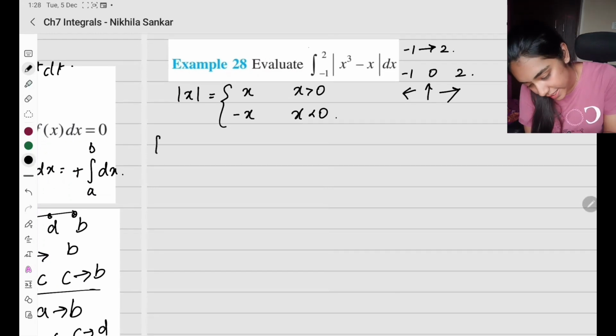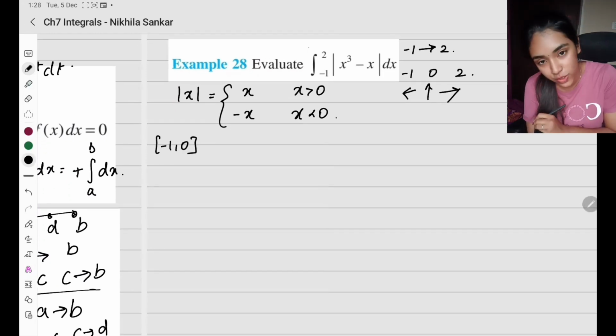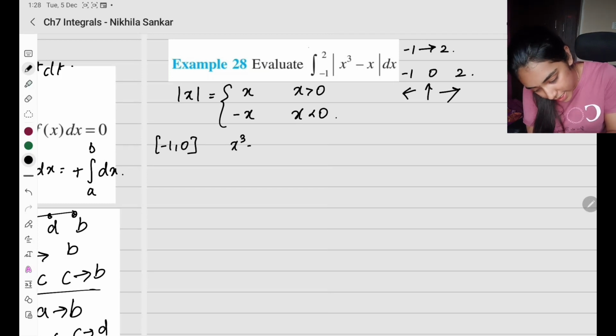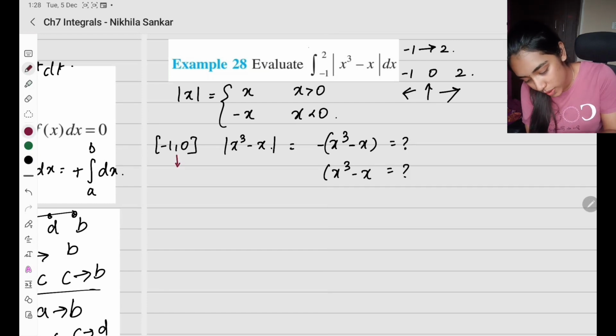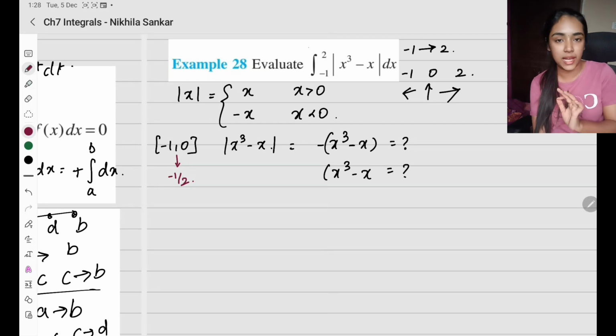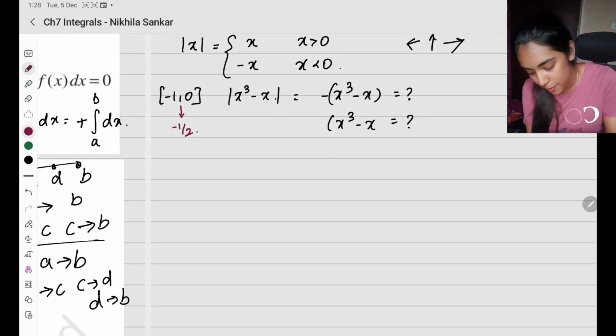Okay. So first I have minus 1 to 0. So what happens to the function? I have x cube minus x inside a mod function. Is this going to be minus of x cube minus x or x cube minus x? So which one should you choose? So let me just take one value which is between minus 1 and 0, which is minus half. Now if I substitute this, what will happen? Let me try and substitute.